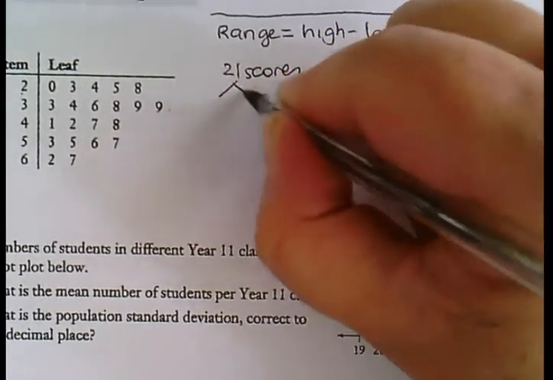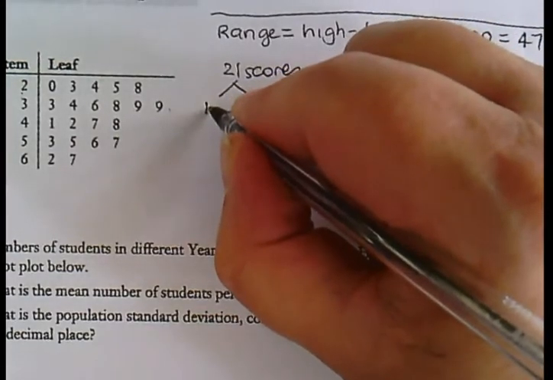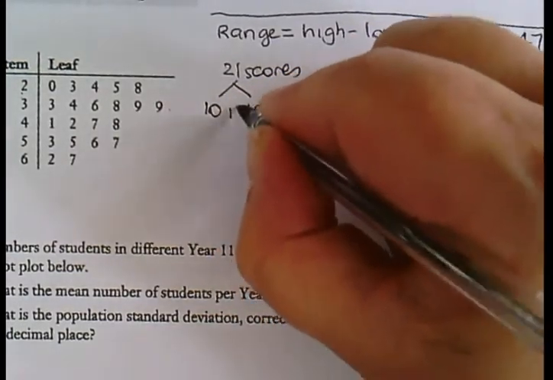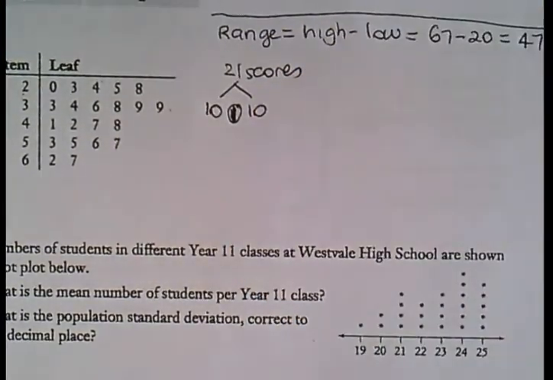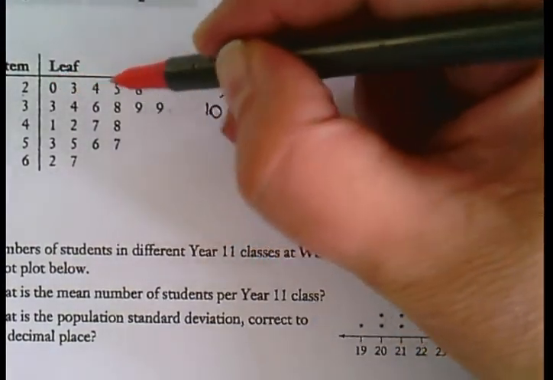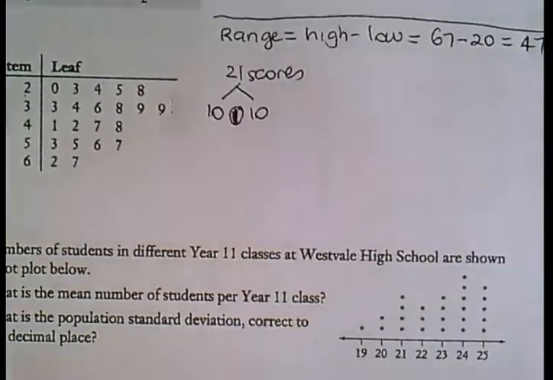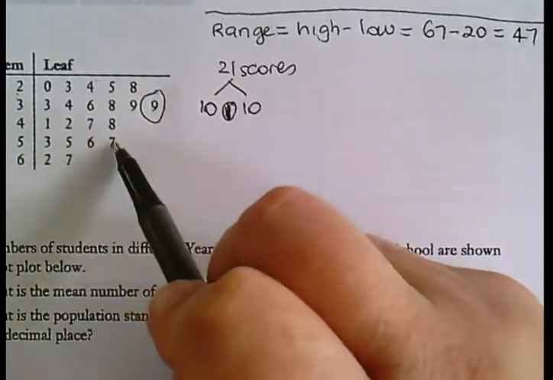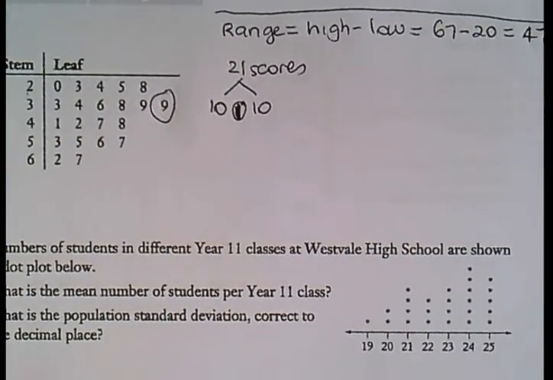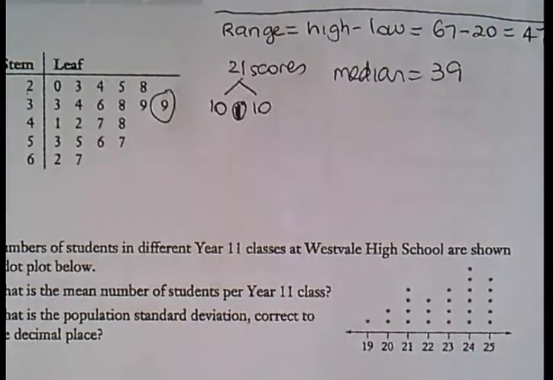How many? You can't halve 21. So how many on the left, how many on the right? You can halve 20. 10 on the left, 10 on the right. 1 score in the middle is my median. Let me circle my median. 1, 2, 3, 4, 5, 6, 7, 8, 9, 10 scores, and the median. Make sure there's 10 scores after it. 1, 2, 3, 4, 5, 6, 7, 8, 9, 10. Good. So the median is 39. All right? I'm just going to write it here. The median is 39.